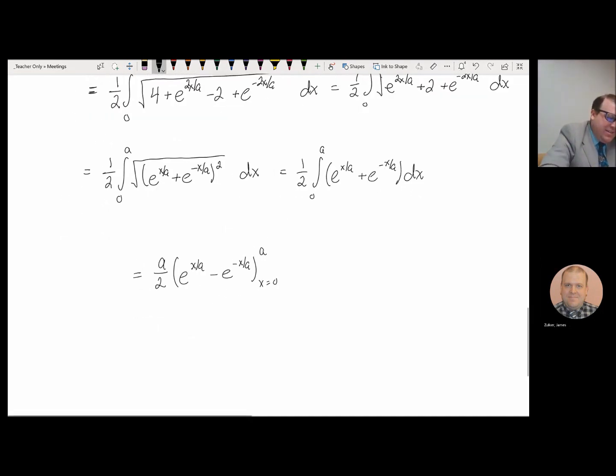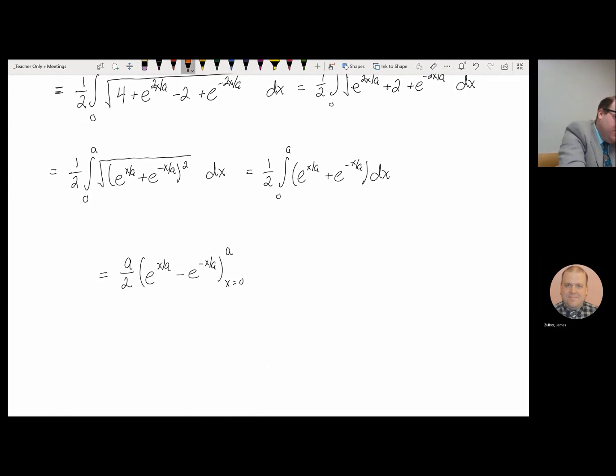Now we just evaluate that. Okay, good, that still works. Now we just evaluate that from 0 to a. We're going to get e to the a over a, which is just 1. Right, so it's just e to the first power, minus e to the 0, which is 1, minus e to the minus 1, plus e to the 0.